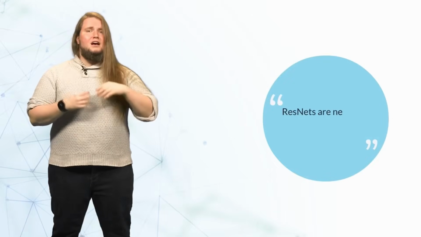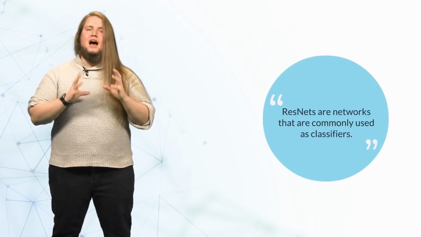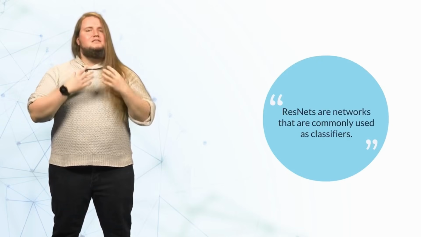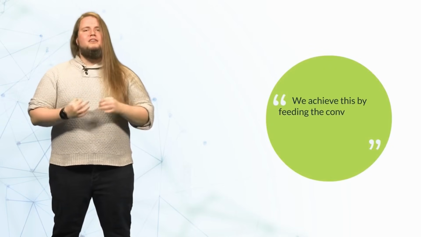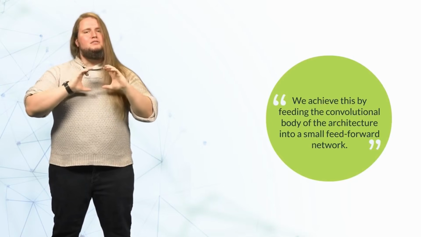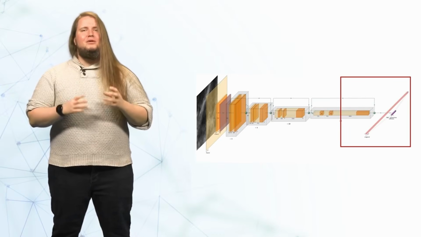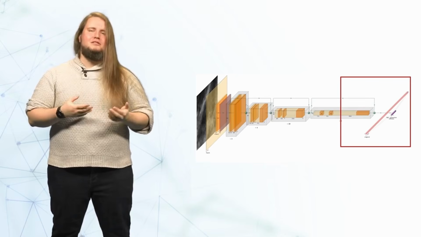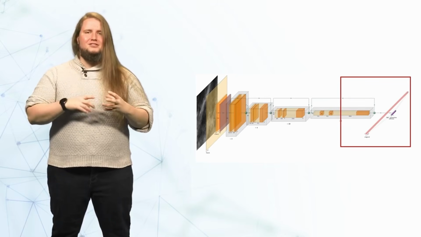Finally, ResNets are networks that are commonly used as classifiers, so they output an integer signifying the final class prediction. We achieve this by feeding the convolutional body of the architecture into a small feed-forward network. These feed-forward networks are what you commonly see when people draw neural networks. They're these densely connected layers of nodes and edges.